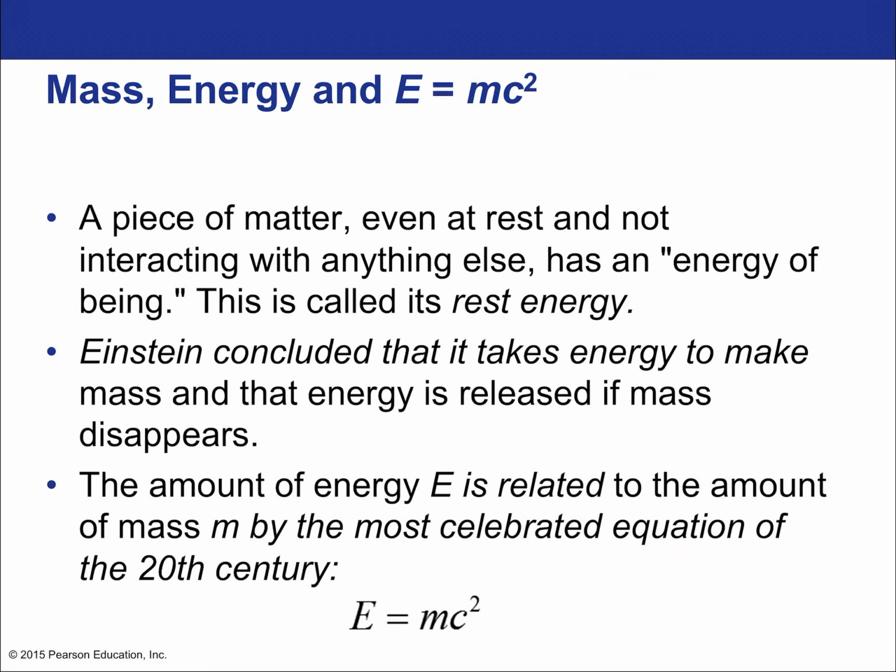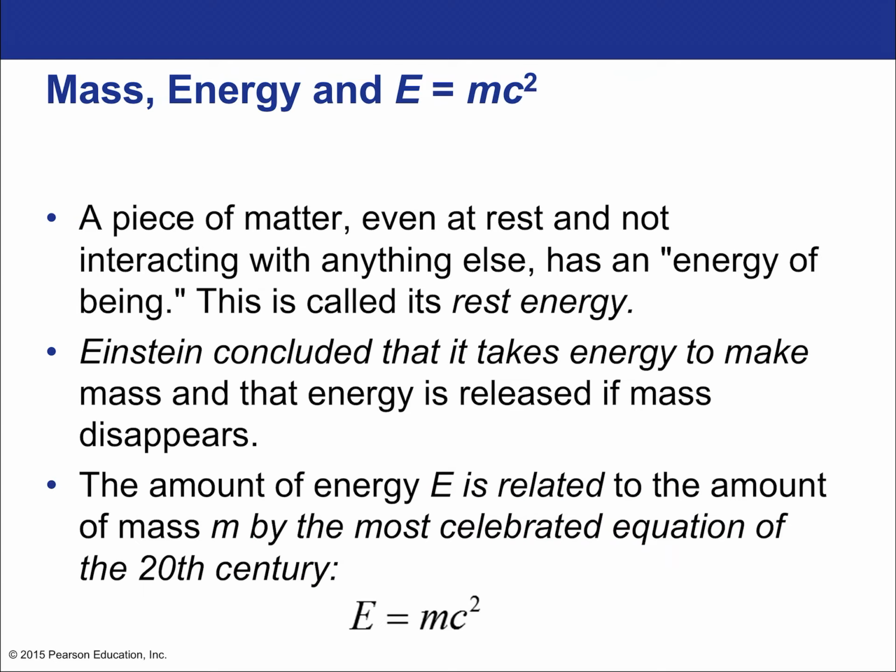So a piece of matter, even at rest and not interacting with anything else, has an energy of existing, okay? This is called its rest energy. And this rest energy is just an amazing idea that Einstein arrived at when he was calculating the relativistic momentum, because he found that it took an infinite amount of energy to raise something with mass to the speed of light, thus it's impossible. And that really made him question what it means to have mass and energy.